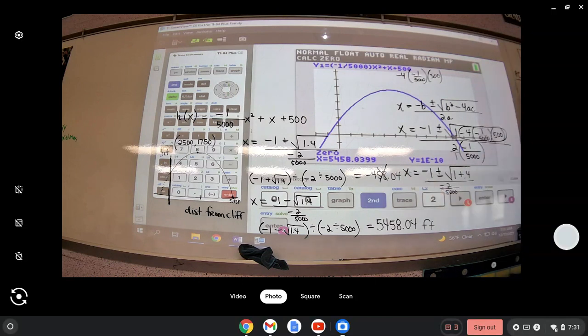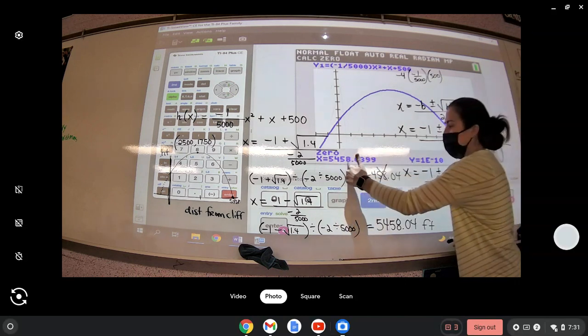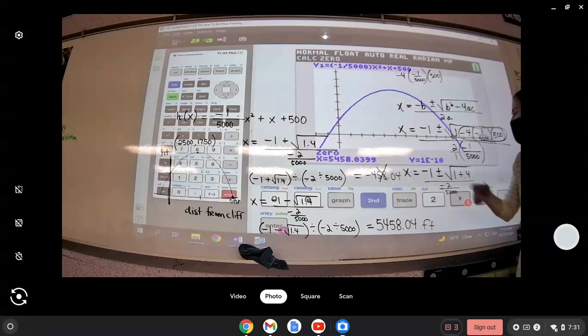So again, the graphing calculator only has the capability of making an extremely educated estimate, right? Well, our x-axis guy, our x value, he's on point. It's 5,458.04, just like we said. If you look at the y, it's like, whoa, what is that?